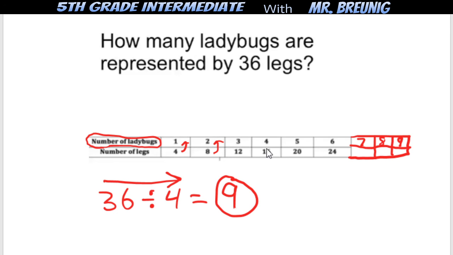4, 8, 12, 16, 20, 24. I am counting up by 4. So 24 plus 4, well, that'd be 28. And 28 plus 4, that's going to be 32. And 32 plus 4, well, that's going to be 36. 36 legs and 9 ladybugs. It looks like my answer is correct.